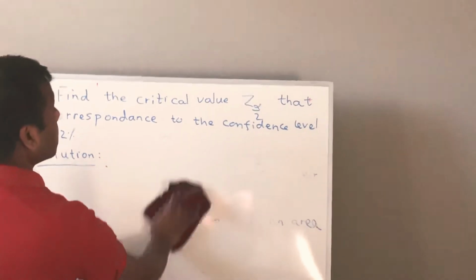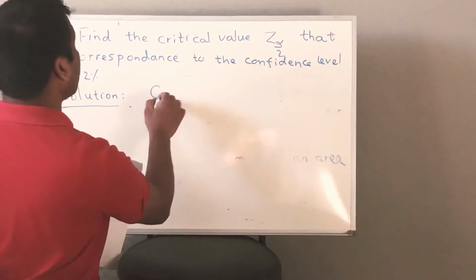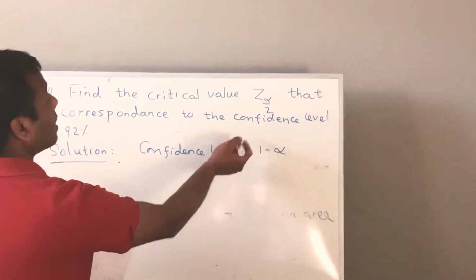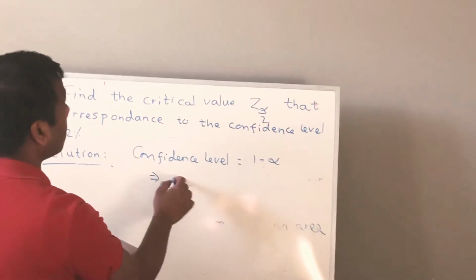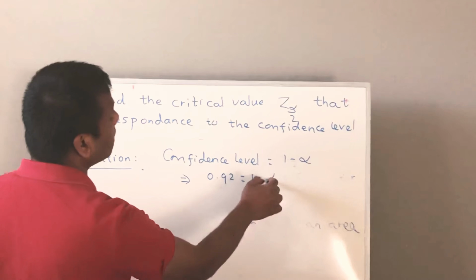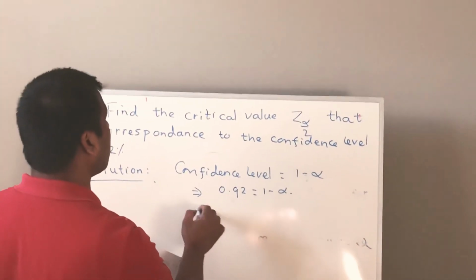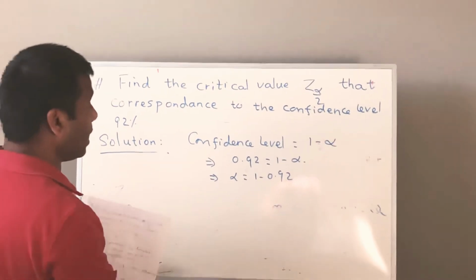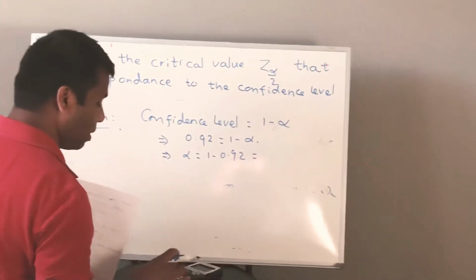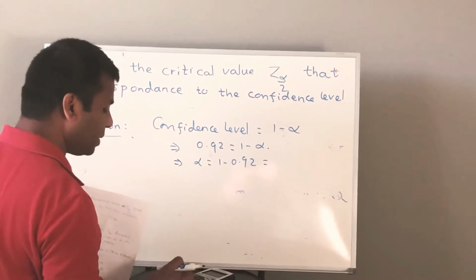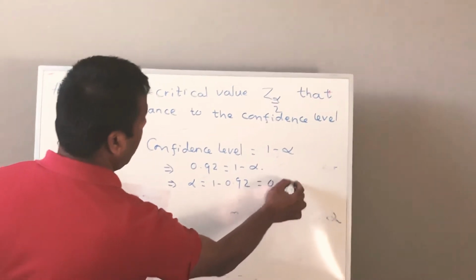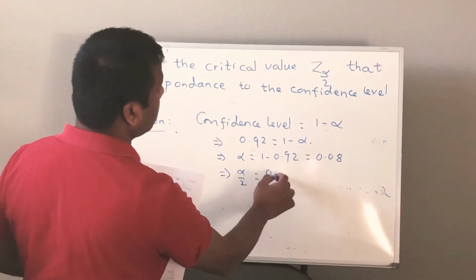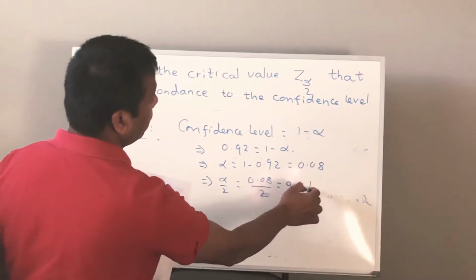If you look here, the confidence level is defined as 1 minus alpha, and the confidence level is 92%. So this 92%, which is 0.92, equals 1 minus alpha. If you solve for alpha, that gives you 1 minus 0.92, which is 0.08. But you need alpha over 2, so you divide both sides by 2. So alpha over 2 is 0.08 over 2, which is 0.04.